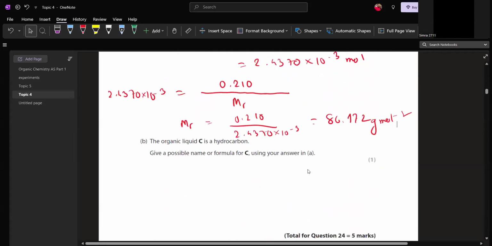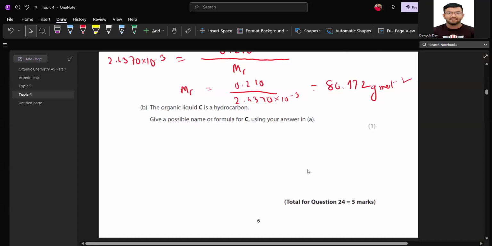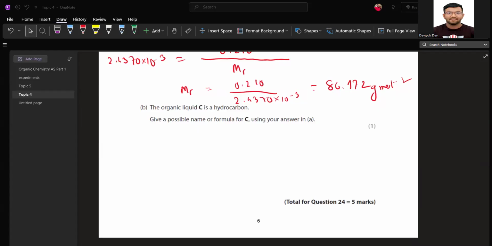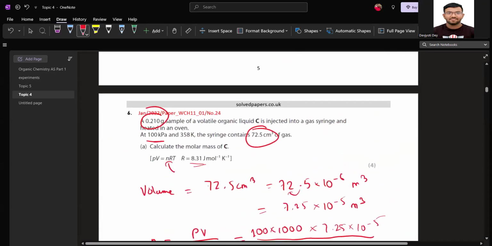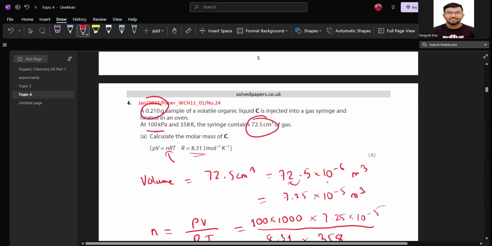Now, the organic liquid is the hydrocarbon. Give a possible name or formula for C in your answer. For this, we need to check out the molecular mass down here. So we know that the molecular mass is about 86.172 gram per mole. Okay, let's just say it's 86 for simplicity in our calculations.